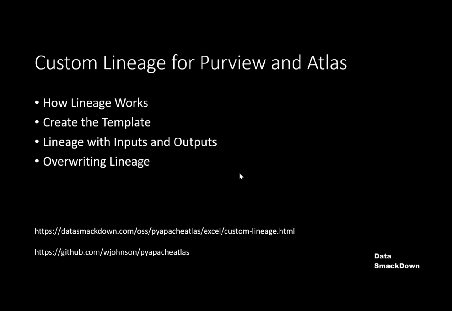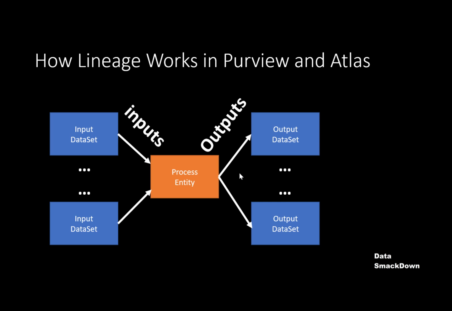We'll start off with a brief overview of how lineage works. Then we're going to create the Microsoft Excel template in which we'll use PyApacheAtlas to extract information from this template. Then we're going to actually fill in that template and create a custom lineage between one input and one output. But the same principles will apply between many inputs and many outputs, or many inputs and one output, etc. And then we'll also demonstrate how we can overwrite lineage as well. If you want to learn more, there's some documentation here down at Dana Smackdown, as well as on the official GitHub repo for PyApacheAtlas.